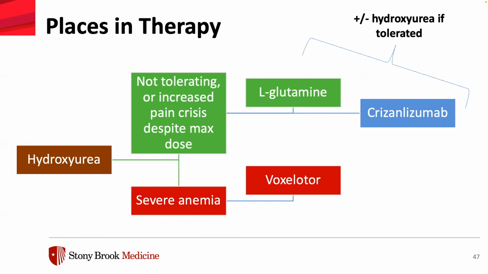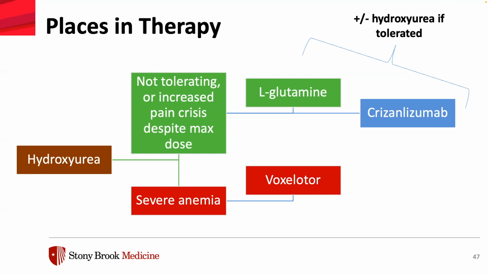So based on the different studies that have come out, for patients who might not be tolerating hydroxyurea due to having severe myelosuppression, or patients who are having persistent pain crises despite being on their maximum dose of hydroxyurea, it might be good to recommend L-glutamine or crizanlizumab for those patients, since those two are the medications that also help statistically significantly decrease the amount of pain crises per year.